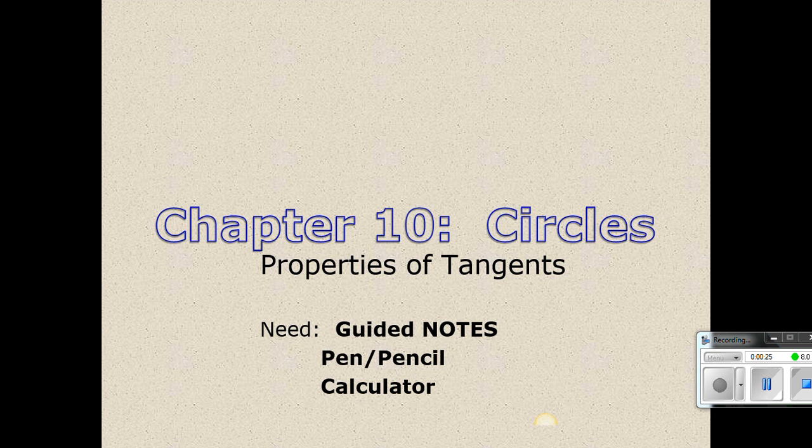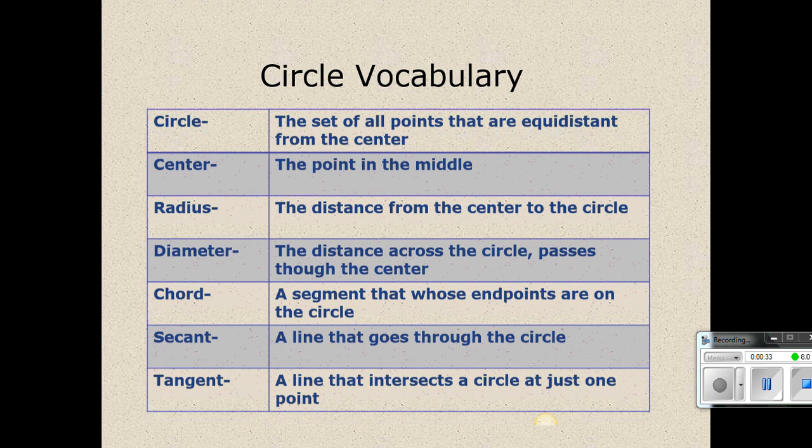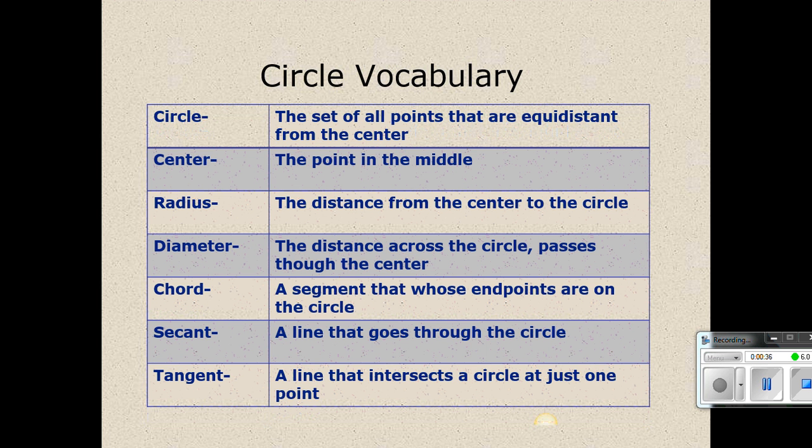So you'll need to get your guided notes out, a pen or a pencil, and a calculator. And we'll begin with circle vocabulary. So a circle. A circle is a set of all points that are equal distance from the center. The center is the point in the middle. The radius is the distance from the center to the circle. The diameter is the distance across the circle, and it has to pass through the center. Now those four definitions you're probably fairly familiar with.